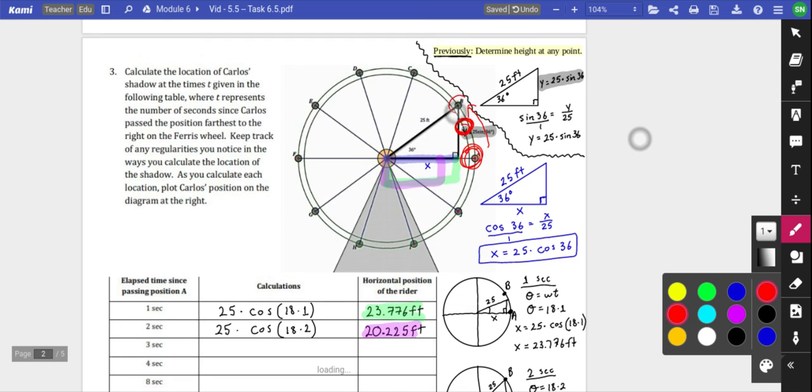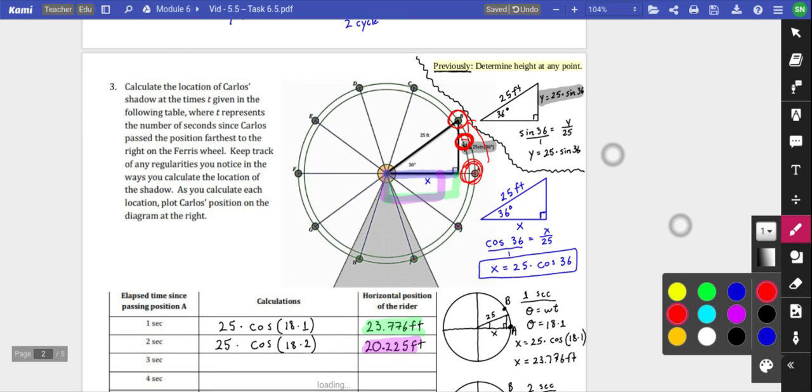In one more second, we will be at point B, which is further to the left. That's why we get the purple number 20.225. The number will continue to decrease until we get to here, which would be 0. And as we continue this way, we will get into the negative numbers, because remember, F right here would be negative 25. So from 0 to negative 25, we would have negative numbers. Then as we continue counterclockwise, we'll move from negative 25 closer to 0, past 0, and then when we're back at point A, we would once again have 25 feet.